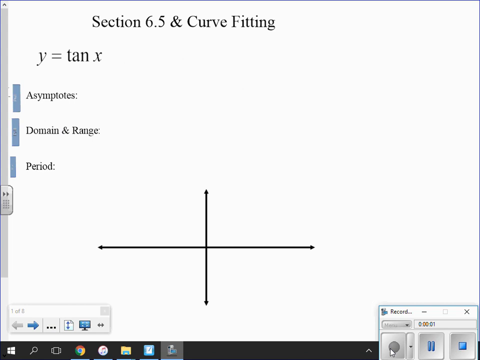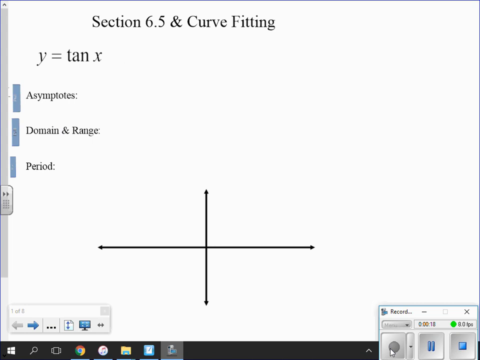Go ahead and record. So we're doing section 6.5 today. We will do 6.6 on Monday, and then do review day, and then your test will be the end of the week. So we are going to graph the other 4 trig functions today.